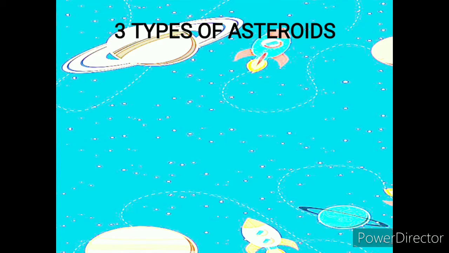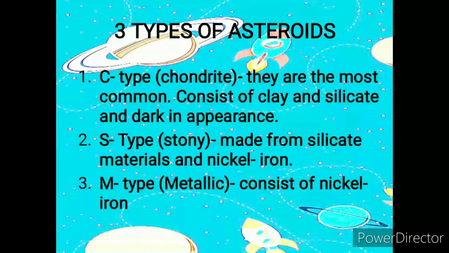So, how do these three differ? Actually, the basis of these three types of asteroids is their components or their composition. These three types of asteroids have different compositions. The first one is the C-type or the chondrite. C is for the word chondrite. They are the most common, consist of clay and silicate, and are dark in appearance.